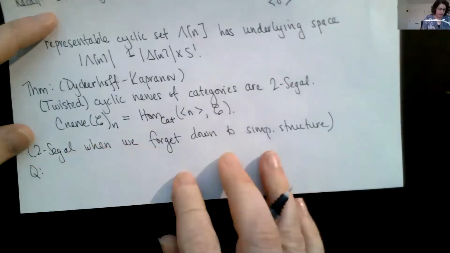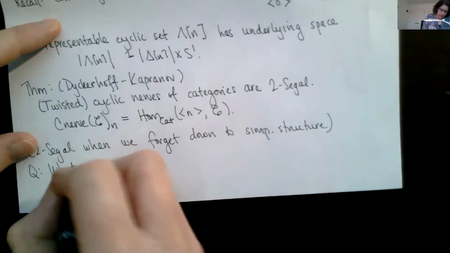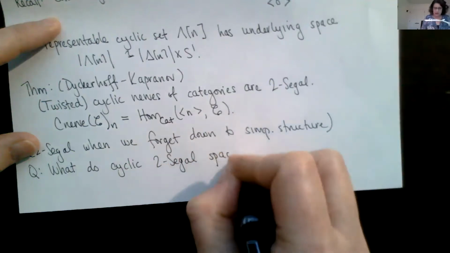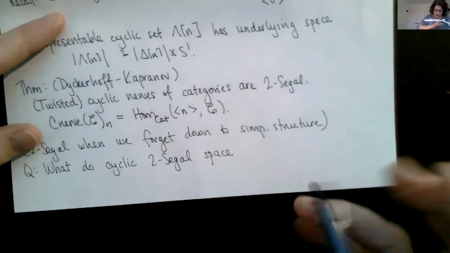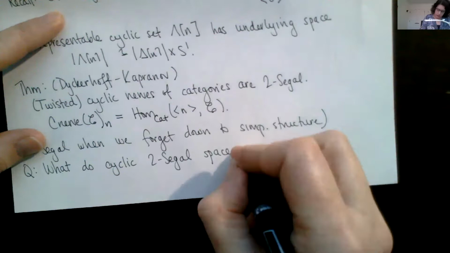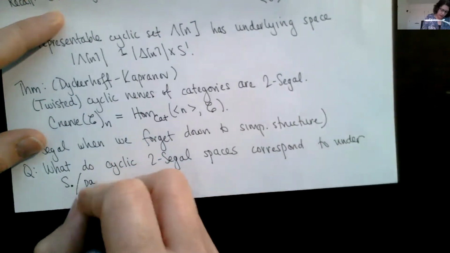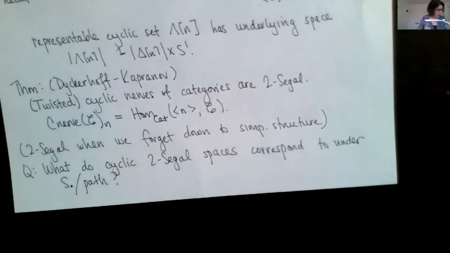This is exactly the point of view in our question, which is what do cyclic 2-Segal spaces, I'm back to functors into simplicial sets now, correspond to under this S dot or path construction. Okay. And this is what I've been thinking about with Walker Stern, because in some of his thesis work, he was actually looking at what cyclic 2-Segal spaces correspond to in a different direction. And so this was a natural thing to ask.